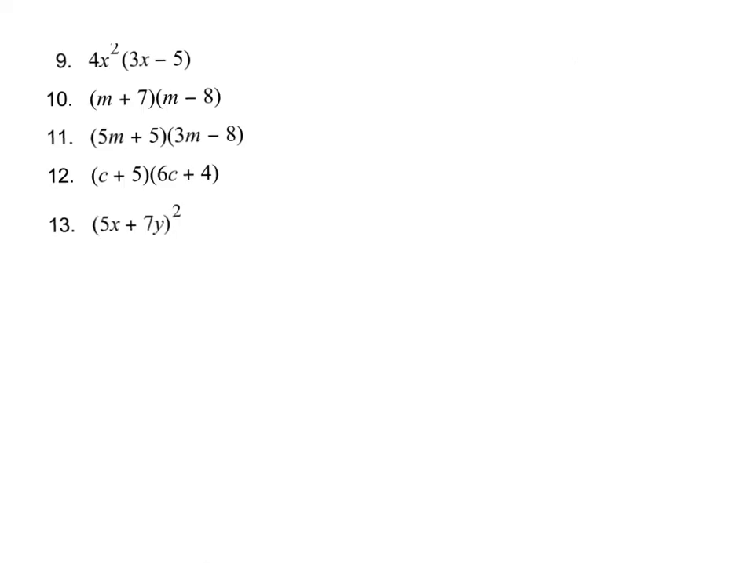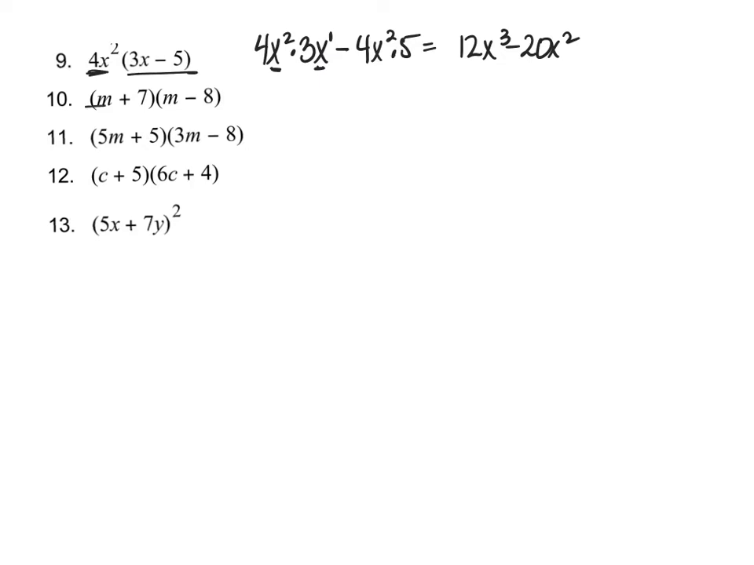Okay, so this next set says to multiply. We're going to multiply 4x squared times 3x minus 5. When we have a monomial times a binomial or times the parentheses, we distribute. We have 4x squared times 3x minus 4x squared times 5, which gives me 12x cubed minus 20x squared. When we multiply x squared times x, the exponents add, so we get x cubed. And that's the final answer on that.